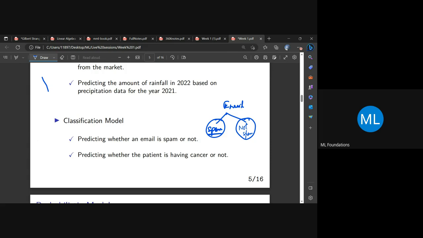Then the second example is predicting whether a patient has cancer or not. Given a patient who comes to you, this is to diagnose whether the patient has cancer or not. Again, it's just two different classes: the first class will be cancer, and the second will be not cancer. We call such kinds of problems classification problems. So can you think of more such problems in classification? Can you think of more examples from classification?